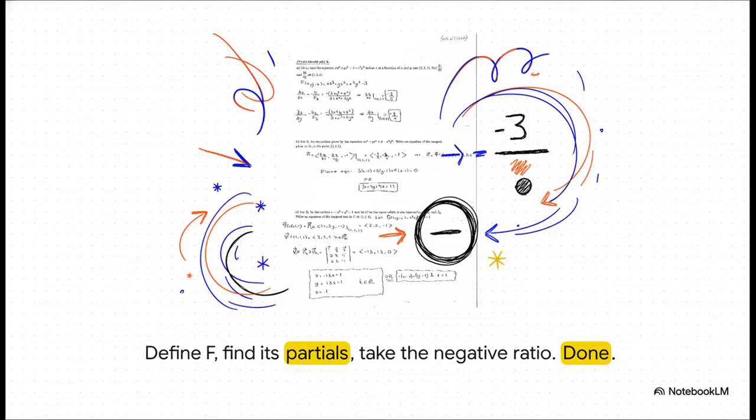And look at how cleanly this works in an actual exam question. In question 5a, you just define your capital F function, find its partial with respect to x, find its partial with respect to z, and then just stick them in the formula with a minus sign. Bam! There's your answer. It's so much faster.